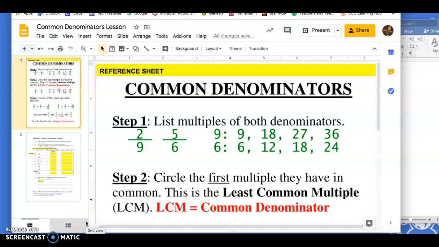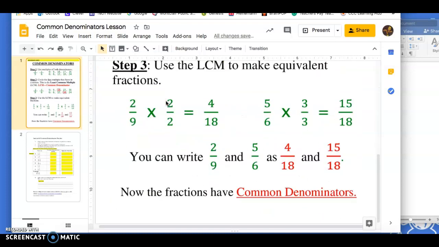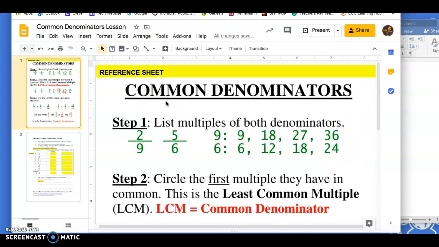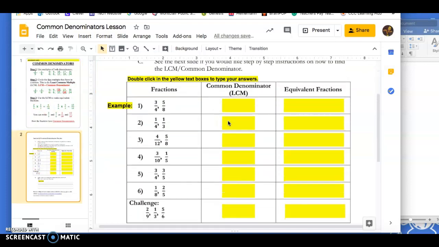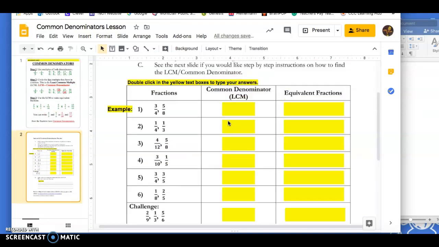I'm here to share how to find common denominators step by step. With your lesson today, you could tell that you have a reference sheet, which has 3 steps in order for you to follow in order to get a common denominator. And this is your sheet that you need to complete.